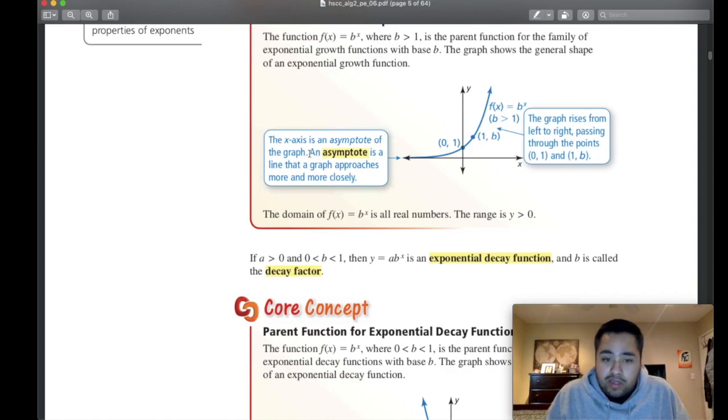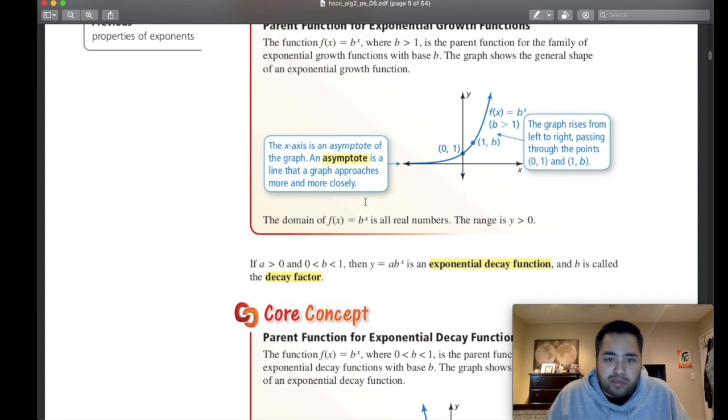I'm just going to explain it real quick. I don't want to go into specifics or be that formal about it, but an asymptote is a line that a graph approaches more and more closely. So, say for example, in this case, y equals 0 is the asymptote, right? This line will get closer and closer and closer to y equals 0, but it will never touch it.